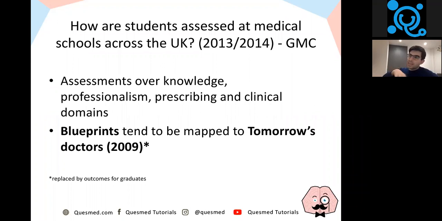And basically, the university has these blueprints that they have to map to the GMC curriculum. In the past, it used to be Tomorrow's Doctors, but I think that's been replaced now by Outcomes for Graduates, which is found on the GMC website. So the idea is that in some form, these things, particularly professionalism and statistics and all the random stuff, have to be assessed somehow. If it's not assessed in your OSCE, for example, then it has to be assessed in your SBA, or in the multiple choice section, so somehow it will come up. Medical schools have to go to the GMC and show that these things are met, and that's why these blueprints are very, very important for your medical schools.